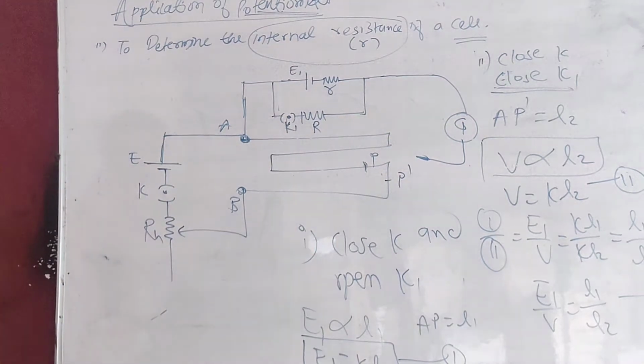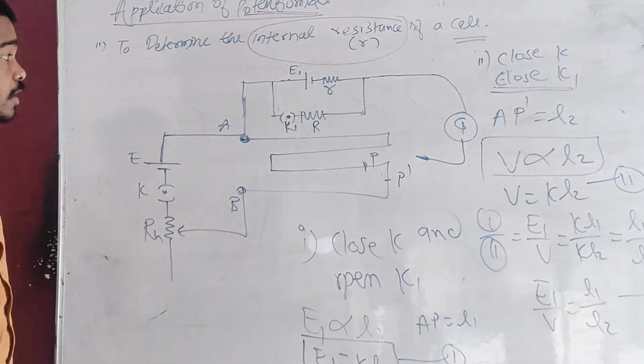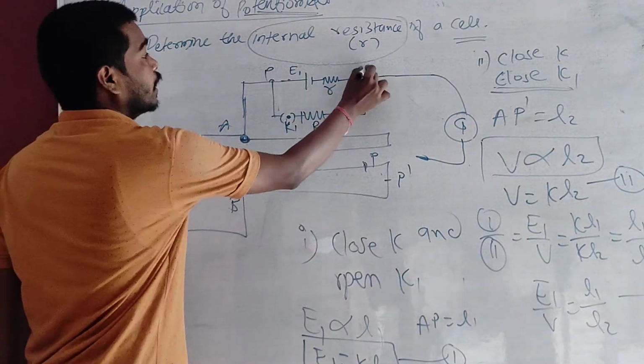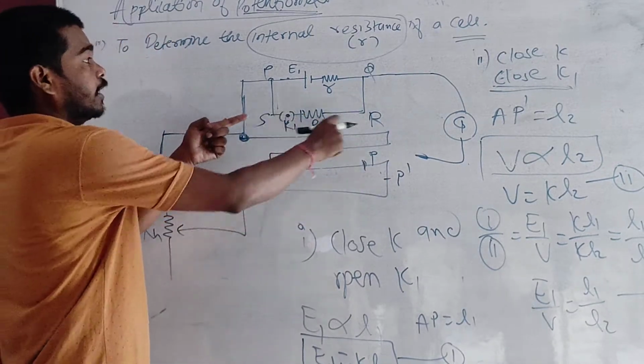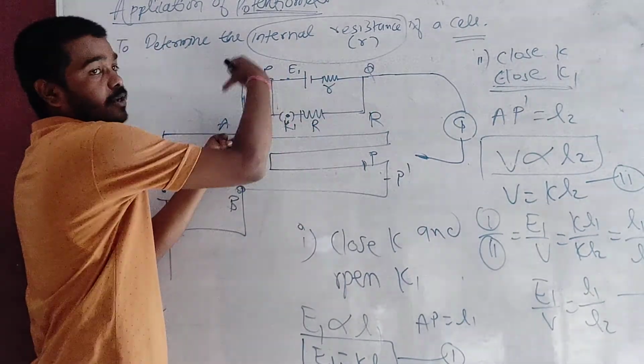Now next, here. Let us suppose that these are the points P, Q, R, S. We can discuss only this closed loop P, Q, R, S.